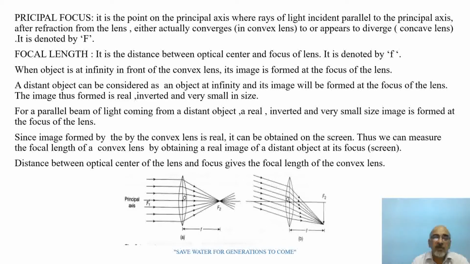Since the image formed by the lens is real, it can be obtained on the screen. Thus we can measure the focal length of the lens by obtaining a real image of the distant object at the focus. Focus means screen. When the image is formed clearly on the screen, that is the focus, and this distance will give us the focal length of the lens. Now you have to draw these two diagrams in your notebook. Now we are going to perform the experiment, and you have to note down the readings and see how the experiment is being performed.